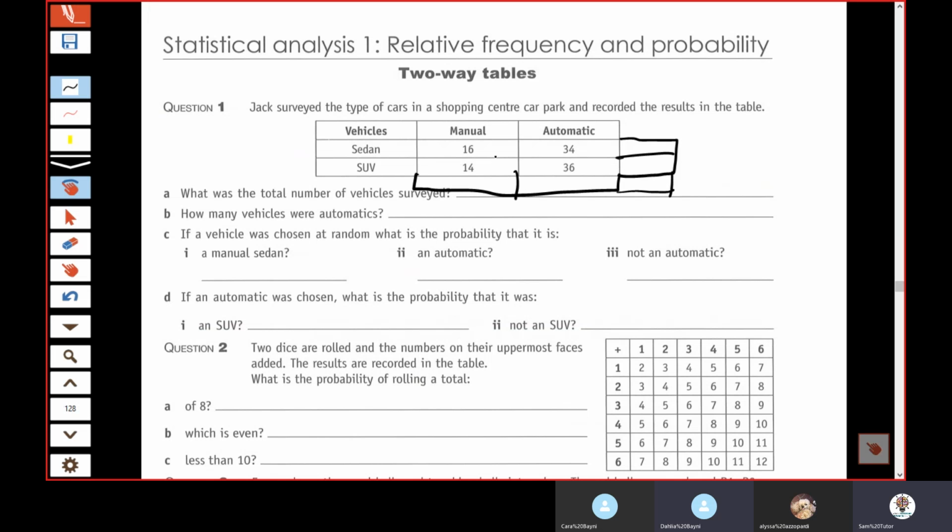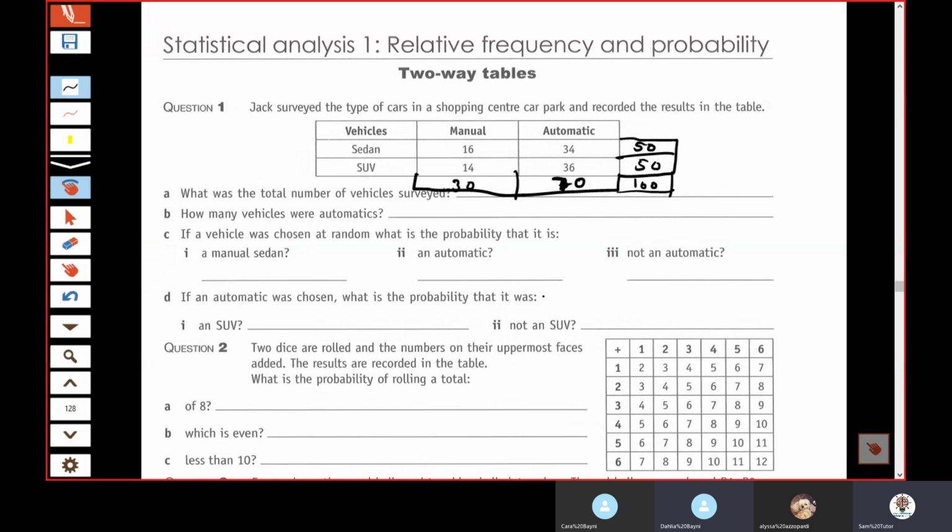If I create another cell here, 16 plus 14 gives me 30 manual cars. 34 plus 36 gives me 70 automatic cars. That's 100 cars altogether. If I've done it right, 16 plus 34, that's 50 sedans, and obviously 14 plus 36, that's also 50 SUVs. 50 plus 50 is also 100. And that's how two-way tables work.